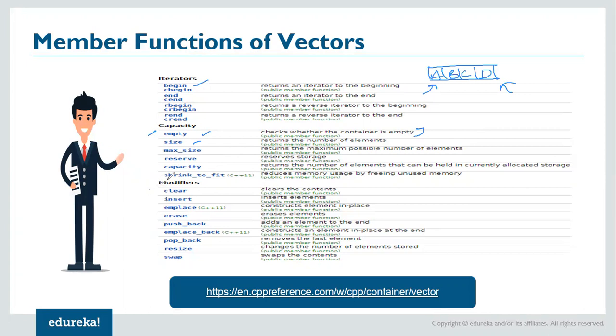Then we have modifiers. Now what does clear do? Clear will remove all the contents within this vector, for example, right? Insert is basically to insert an element. So like this, you have a lot of member functions that are available in vector, and we shall look at some of them with an example also.